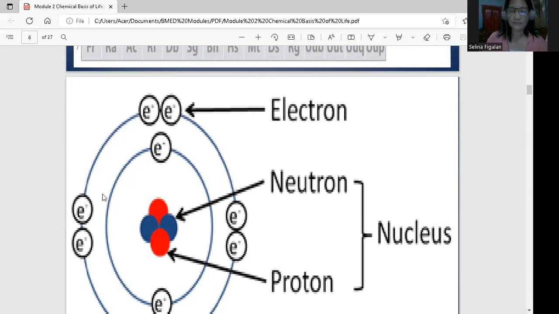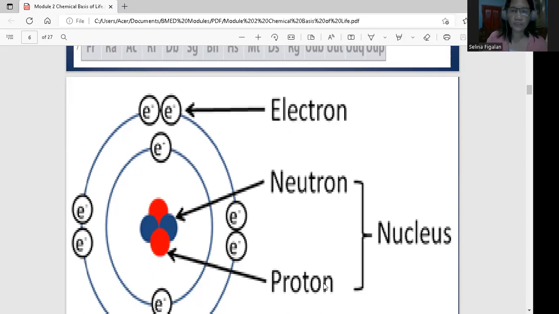Outside the nucleus are the electrons. In your electron configuration, the term used there is electron configuration, it refers to the shells. These are the shells: the inner shell, and this one is the outer shell, the outermost shell. The electrons are found outside of the nucleus, while the neutrons and the protons are found inside.